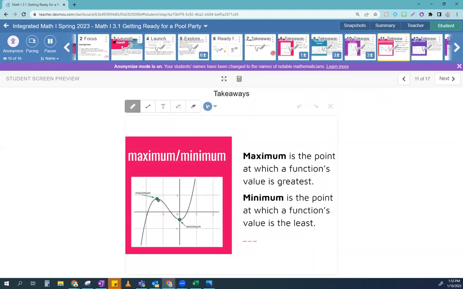Okay, a couple more. Maximum sounds like it is. It's just a place where it's the highest. This is actually called a local maximum because in this window here, it's the highest point. In this window here, this is the lowest point. If it's an absolute maximum, it means it's the highest point of the function, no matter what window you're looking at. So maximum means highest point, minimum means lowest.